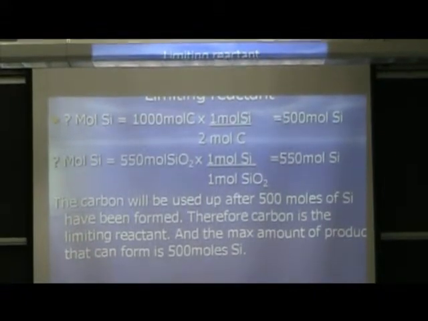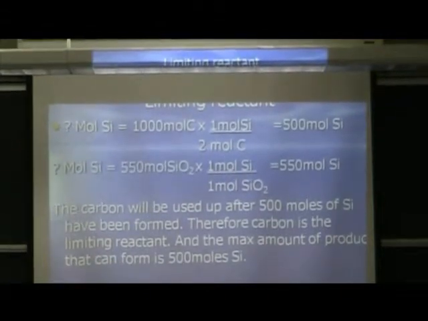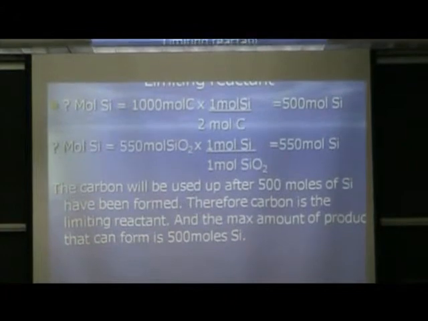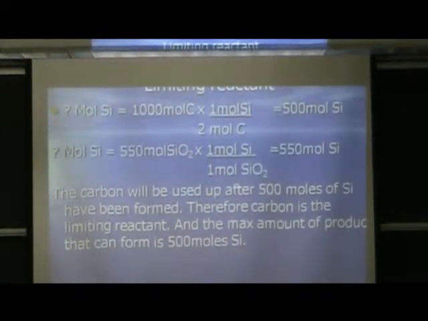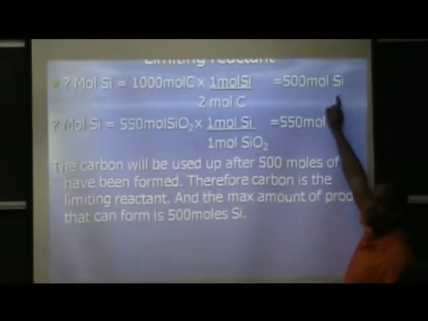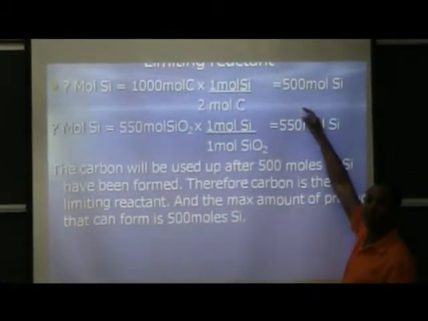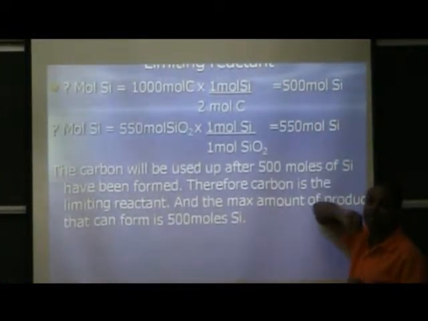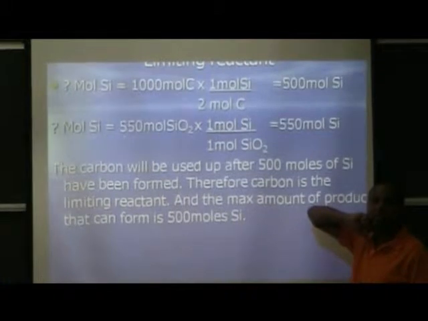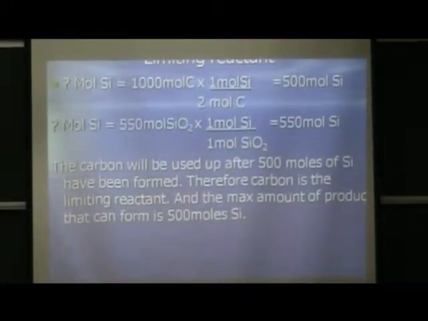Because we started with 550, and if you multiply by 2, it's going to be 1,100, and then 6,000. So you ran out of the carbon. That's why it's not really there. So the one that gives you the least amount is always the limiting reactant. Does that make sense? The one that gives you the least amount is going to be the limiting reactant.